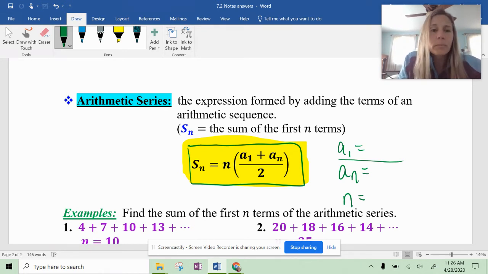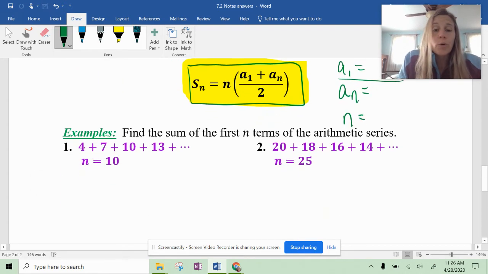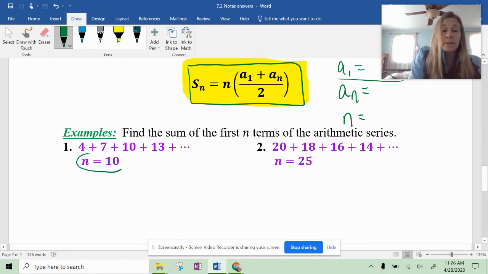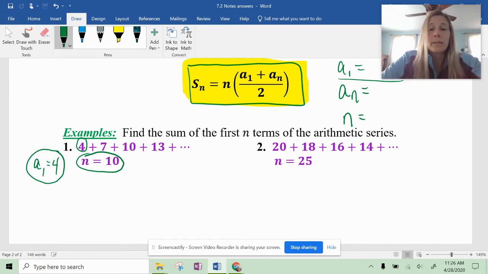So, find the sum of the first n terms of the arithmetic sequence. In this first one, they're giving you the n, and obviously they're giving you the a sub 1, because that's the first term in the sequence. Now, at this point, you need to find the a sub n. What is that 10th term in this case? We have the first 4 now.